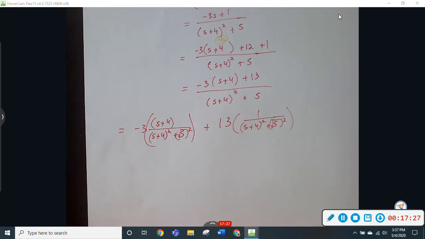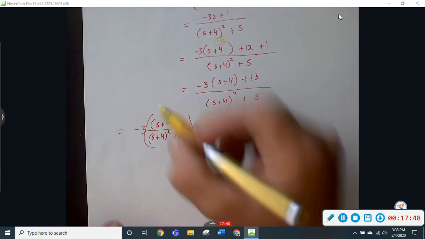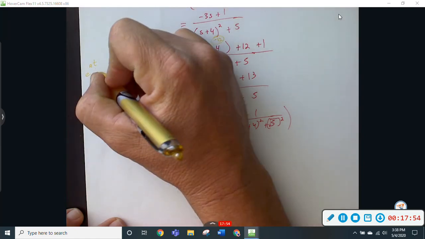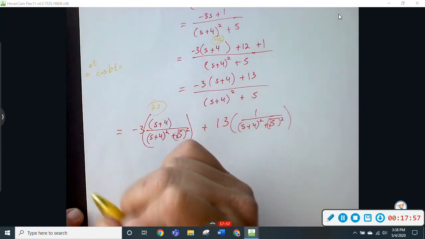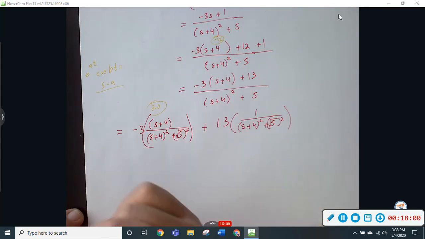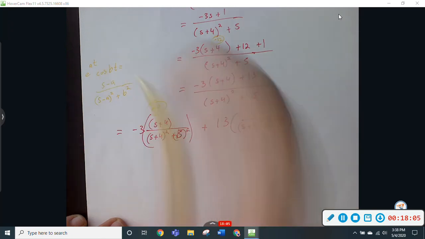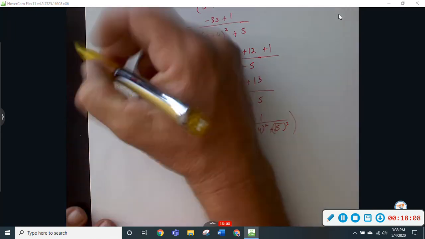All right, so what are we going to match this up with now? Does anybody see it? I sure don't see it. Just kidding. I've done this already. Number 20. I'm going to write out number 20. 20 said e to the at cosine bt is equal to s minus a over s minus a squared plus b squared. So that's what number 20 says.